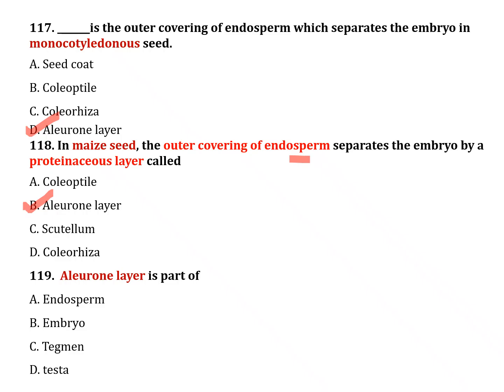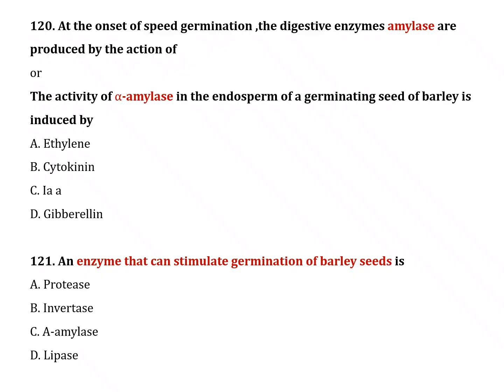The next question number 119. Aleurone layer is a part of option A endosperm, option B embryo, option C tegmen, option D testa. Correct answer is option A endosperm. The next question number 120.